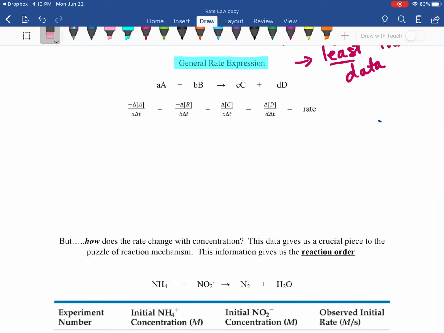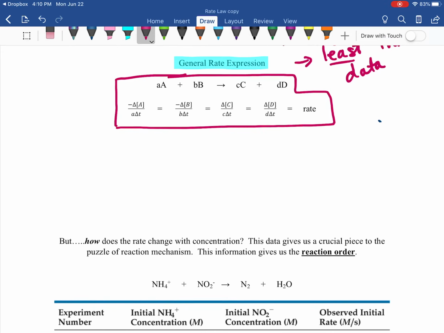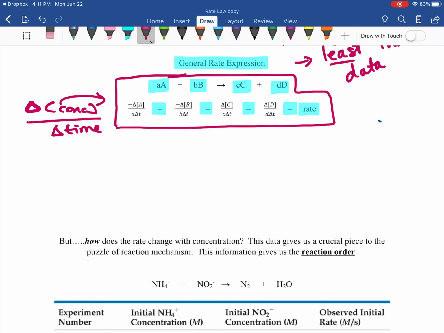I would put this on a cheat sheet somewhere. This isn't going to change. If you've got any chemical reaction and you have reactants forming products, then your general rate expression will be equal in each way to your rate, and you will have a general change in concentration over a change in time. And we ended our last video with including moles.